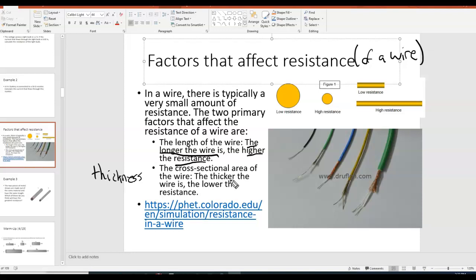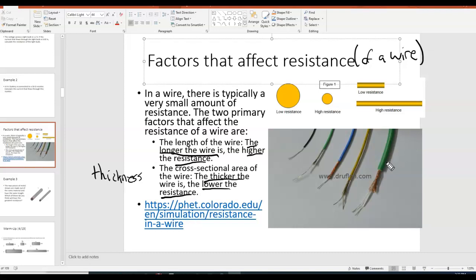Okay, the thicker the wire, the lower the resistance is. And the reason for that is also kind of intuitive. Again, if you think of water flowing through a pipe, it's easier for water to flow through a pipe if the pipe is wider around. If the pipe is thicker, that means there's more space for the water to travel in. Okay, and it's the same thing for an electrical wire.